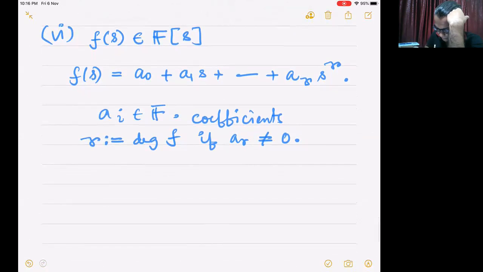And ar is also called the highest degree coefficient.